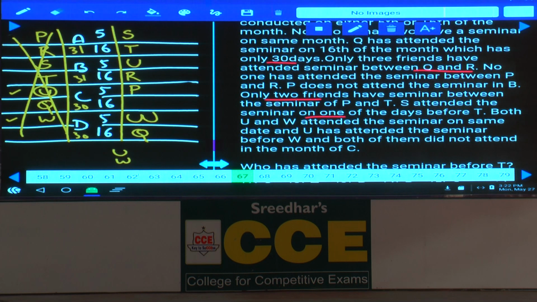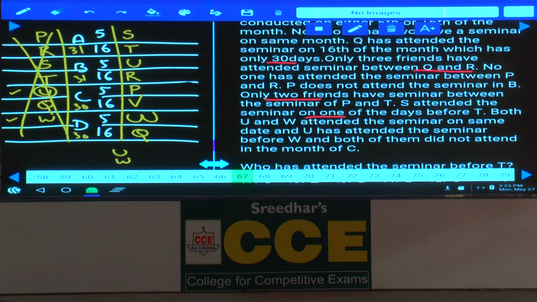Now in the first case, tell me who is the person left over here? V is the person left over. Done? Now this is how these 8 persons have attended the seminars on 8 different dates in 4 different months, and 5th and 16th of each of these months. Now this is about question number 67 to 71.